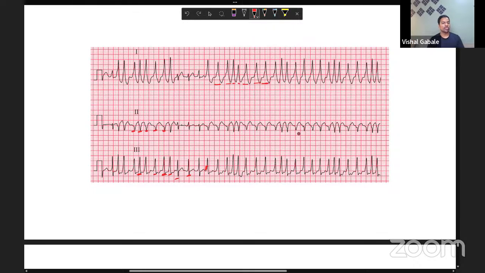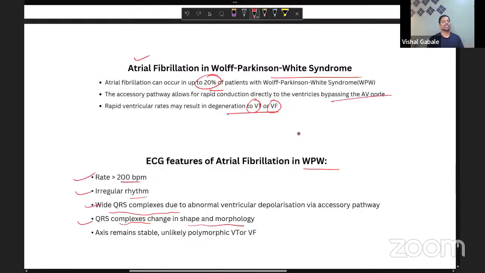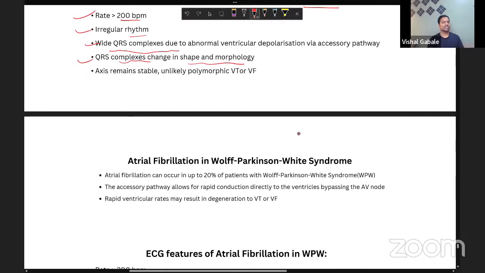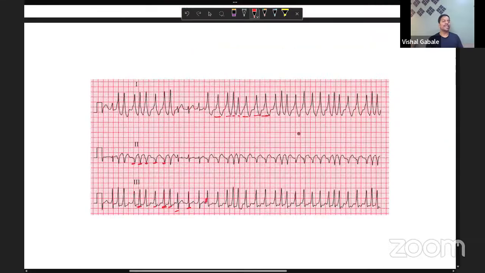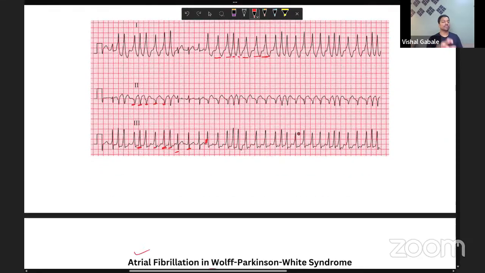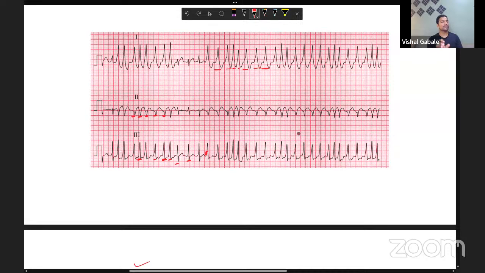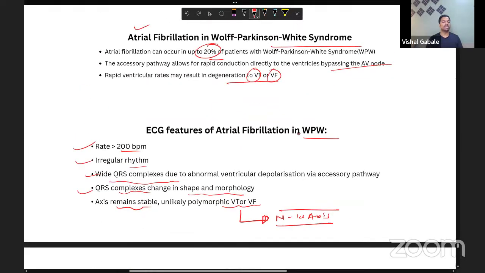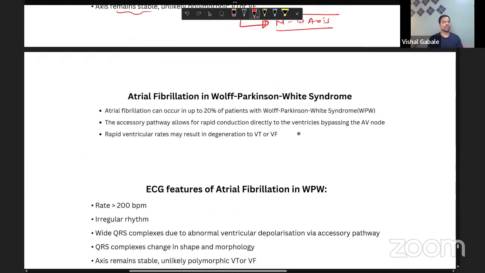Here it is narrow in general, and it is irregular, and the axis remains stable, unlike polymorphic VT and VFib, because here it is northwest axis. That's how you confirm. It's really difficult to differentiate between VT and this, but on the basis of the different morphology of the QRS complex and on the basis of axis, you can tell. So that's how the diagnosis becomes atrial fibrillation with WPW.